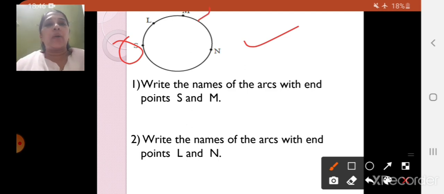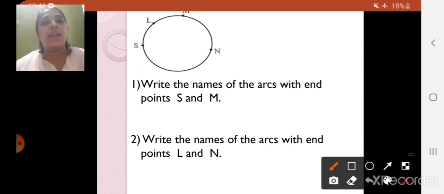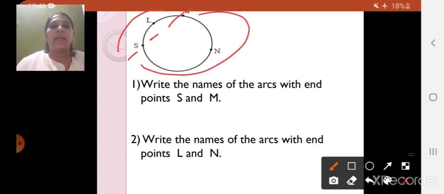End point means what we can do, we can draw a line over here, right? So I have drawn a line. So now you can understand how to write the name of the arcs, right? So when I have drawn a line, that means your one arc will be SLM and your other arc will be SNM, right? Because the end points are S and M. So your one arc will be SLM and your other arc will be SNM.